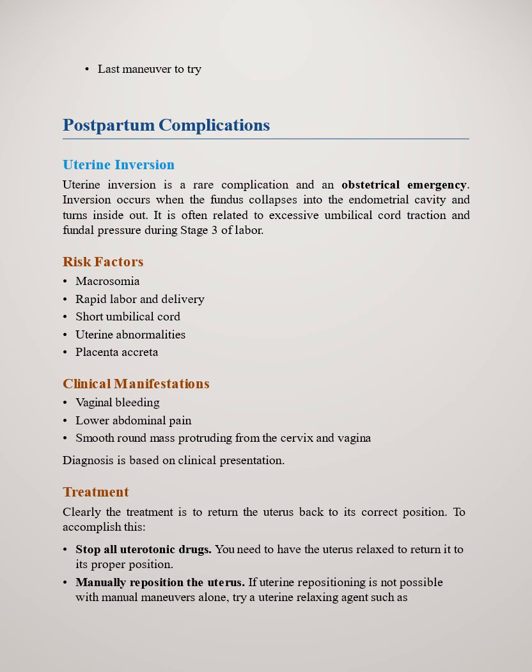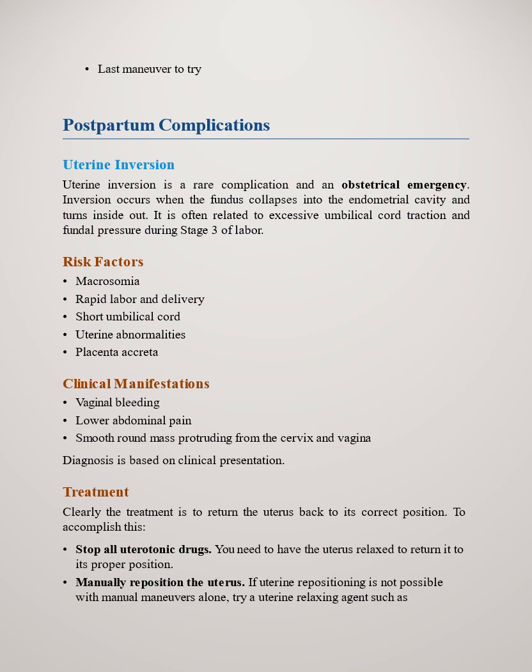We have some risk factors. We'll mention the first three. Macrosomia, number one. Number two is rapid labor and delivery. And number three, short umbilical cord. Additionally, we have uterine abnormality and placenta accreta. Then we have the clinical manifestations. It manifests with number one, vaginal bleeding, number two, lower abdominal pain, and number three, a smooth round mass protruding from the cervix and vagina. The diagnosis is based on clinical presentation.